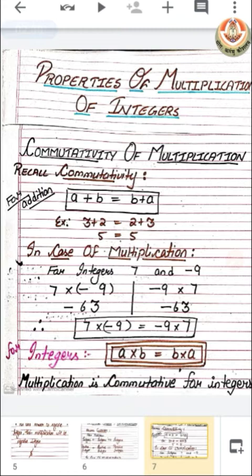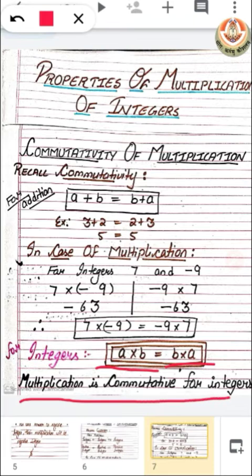commutativity of multiplication. It says that when we multiply a with b, it is exactly similar to when we multiply b with a. That means we can say that multiplication is commutative for integers. Whether 7 multiplies with -1 or -1 multiplies with 7, we get the same answer. Okay.